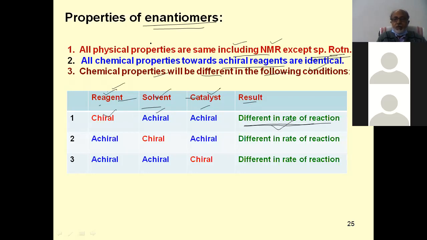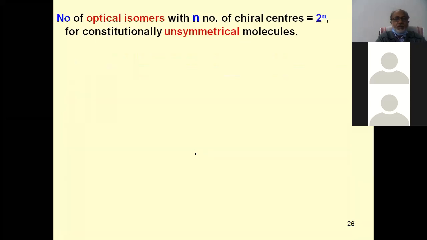We said that all physical properties are the same except specific rotation. That means the dextro isomer will show positive rotation and the other one will show negative rotation. Similarly, if the solvent is chiral and the other two are achiral, then also the rate will be different. And so also if the catalyst is chiral, the two enantiomers will have similar reactions, but their rates of reaction will be different. So you should be acquainted with this one.